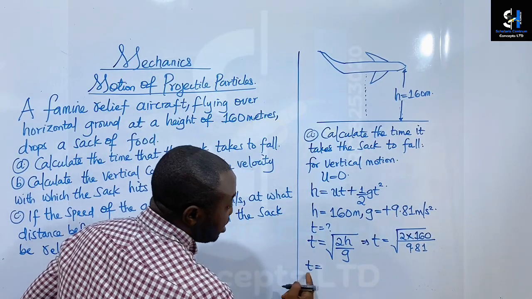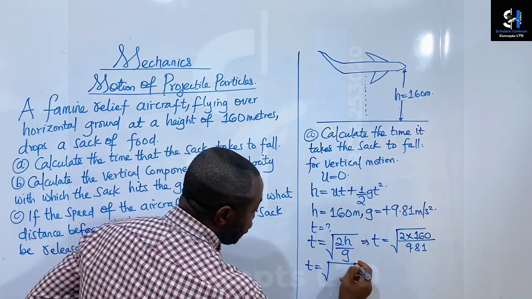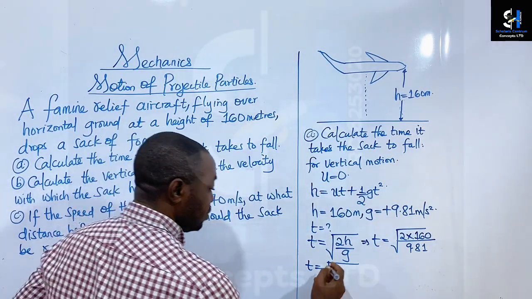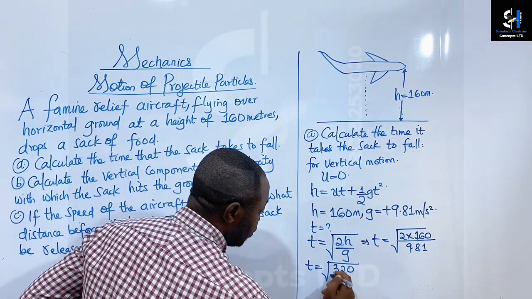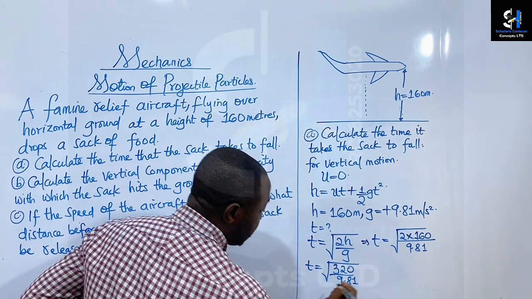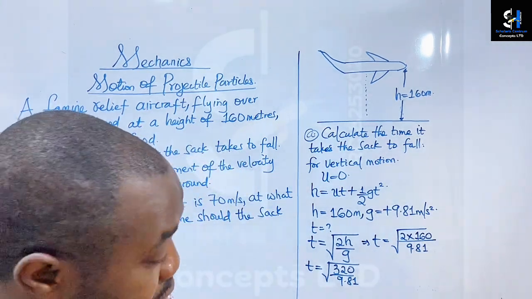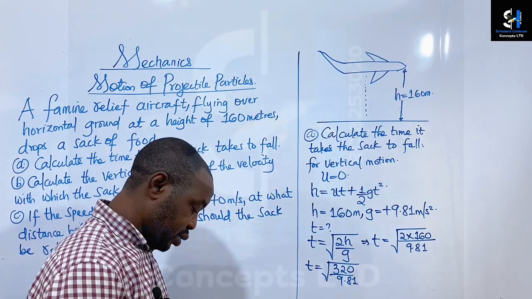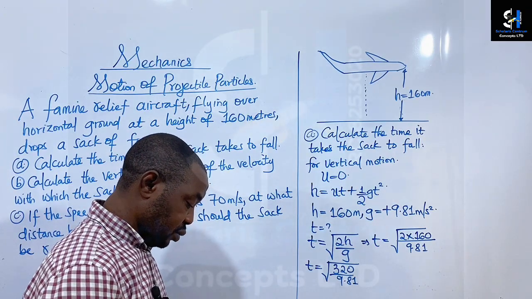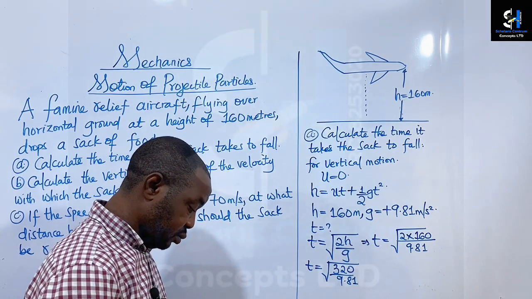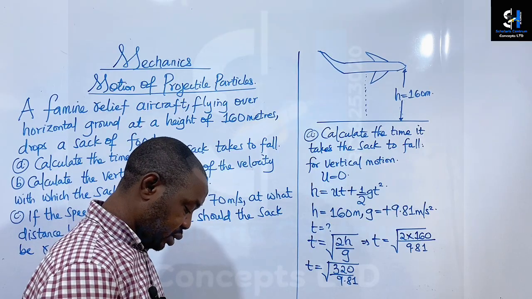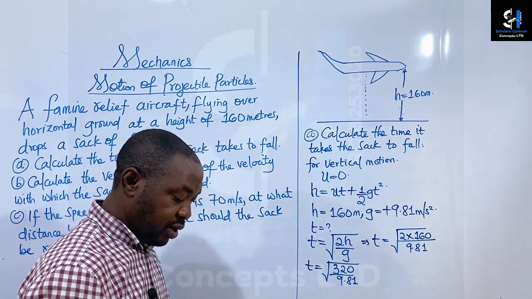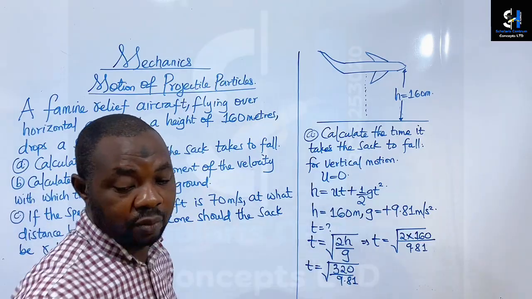So that time t will be equal to the square root of 360 multiplied by 2. That will be 320. So let's divide that by 9.81. Okay, so 320 divided by 9.81. That will be what we have as 32.62.